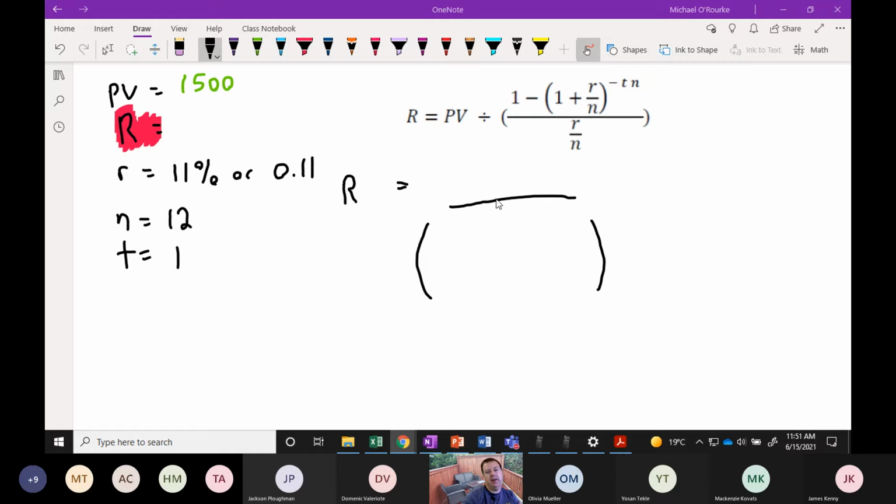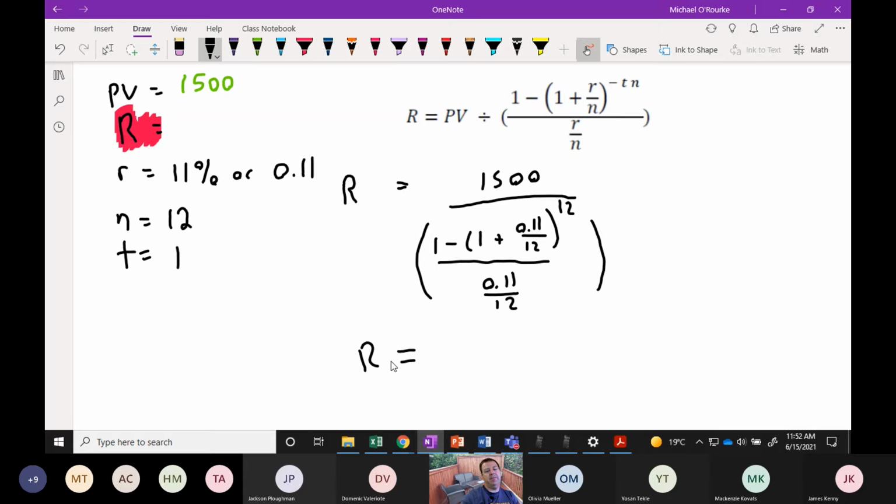All right, I'm gonna get started here. So I know that's 1,500. I have 1 minus bracket 1 plus 0.11 divided by 12 to the power of 12 divided by 0.11 divided by 12. Okay.